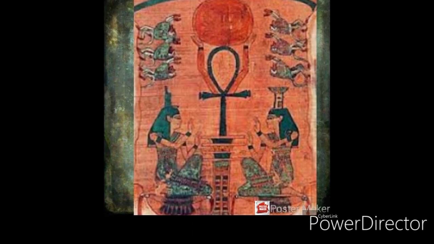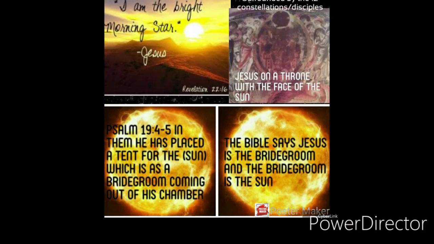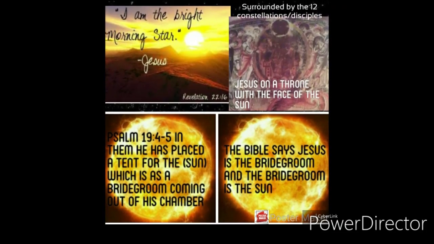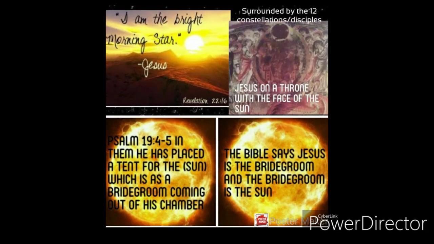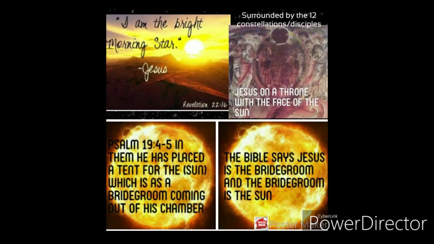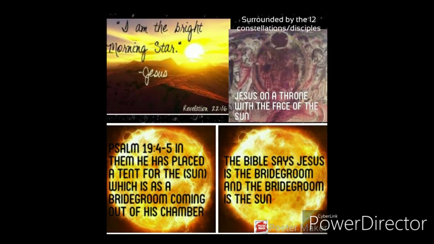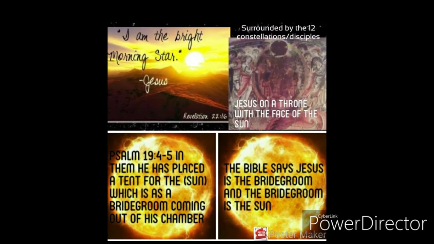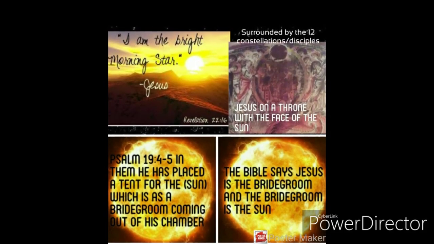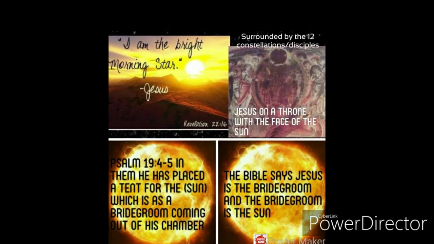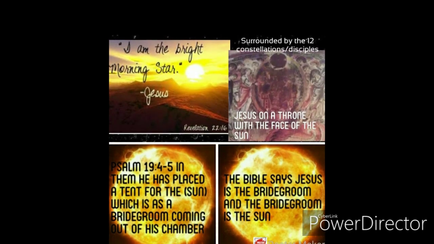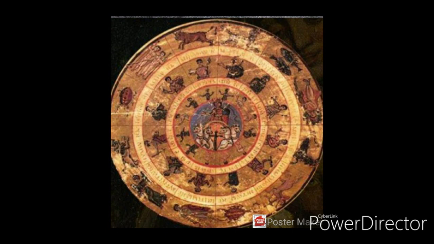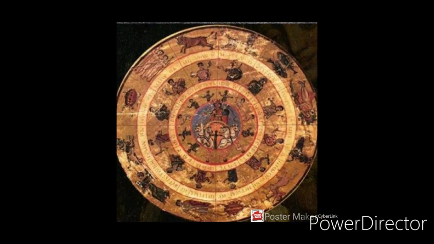to the stars. So many of you guys are already aware of the fact that the Bible calls Jesus the bridegroom, and then the bridegroom is called the sun. And Jesus is also referred to as the bright and morning star. And at the top right, you'll see one of the oldest depictions of Jesus, and he's sitting on a throne in the middle of the 12 disciples or 12 constellations, and his head is that of the sun. Or like this one, we see him in the center of all of the constellations.